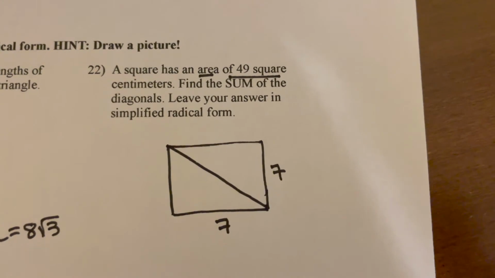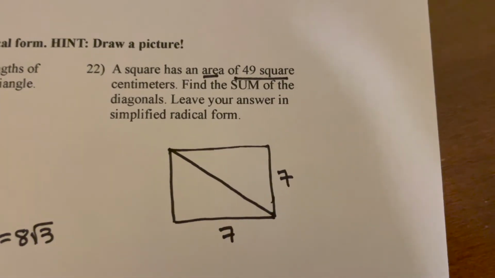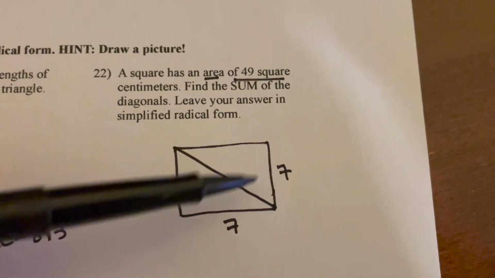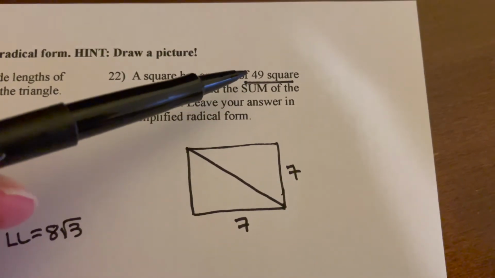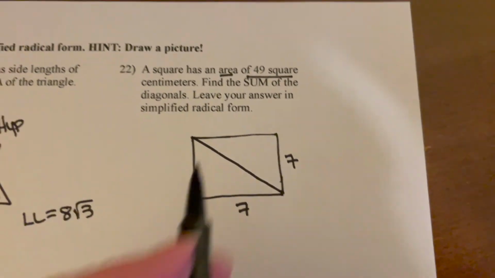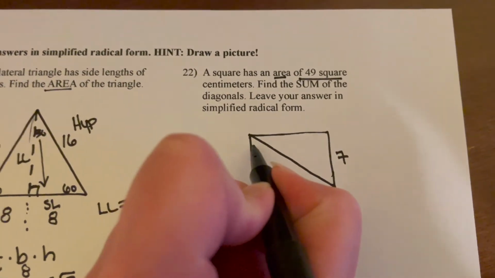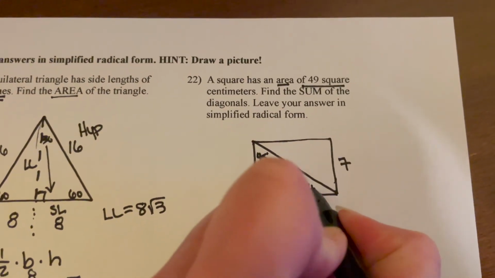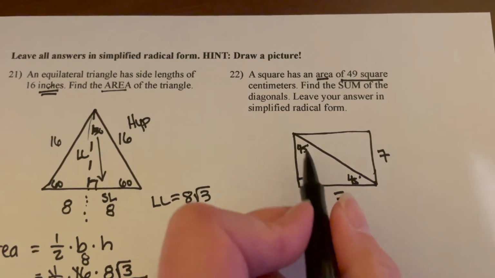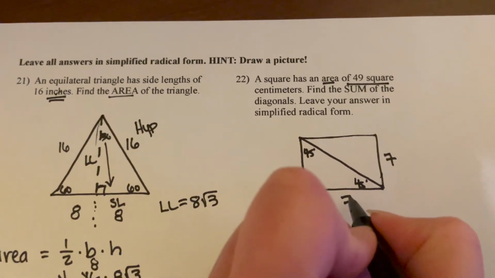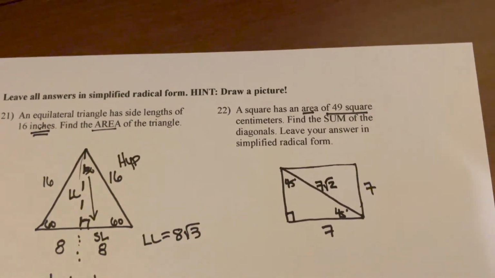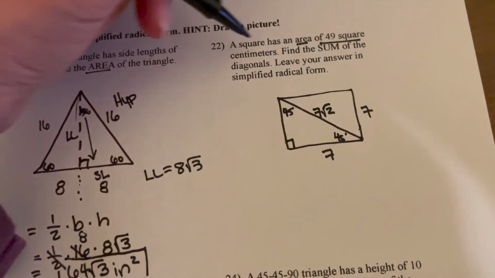The next one, we have a square that has an area of 49 square centimeters. So the area of a square is side times side. They're equal, right? Because it's a square. So the square root of 49 is 7. That's how I get the sides of the square. And a square breaks into 2 45, 45, 90 triangles. So since this is a 45, 45, 90 triangle, the diagonal is the leg times root 2. 7 root 2, and I have 2 diagonals.